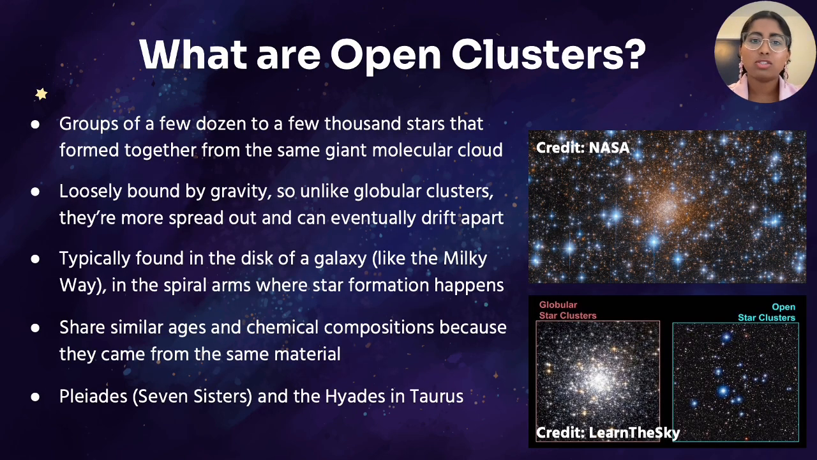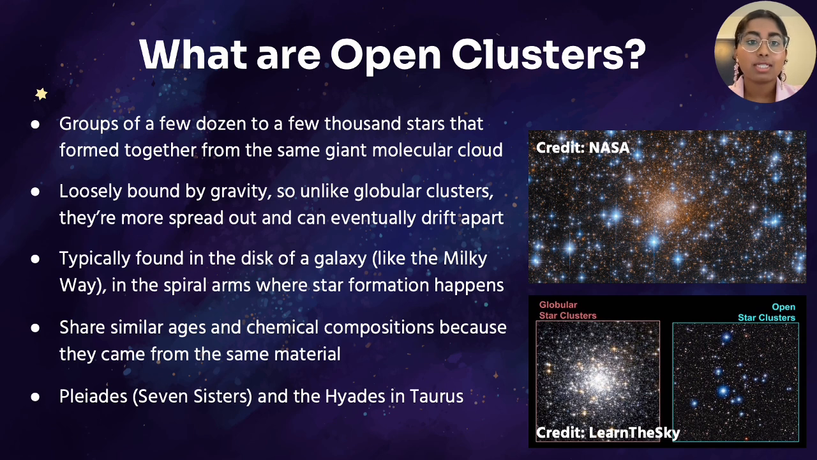Before we dive in, let's start with what an open cluster actually is. Open clusters are groups of a few dozen to a few thousand stars that all form together from the same giant molecular cloud. They're loosely bound by gravity, so unlike the tightly packed globular clusters, open clusters are more spread out, and over time they can even drift apart.